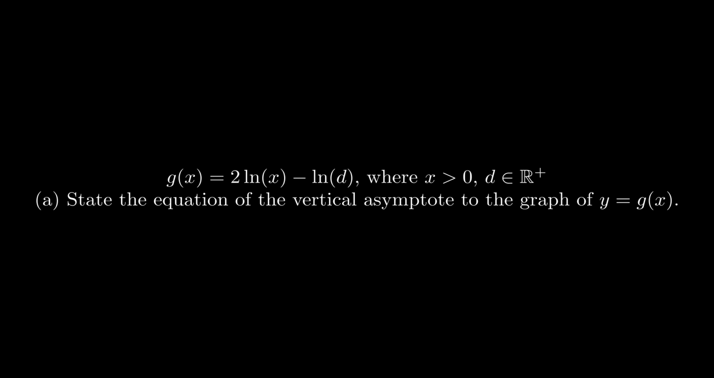Now, looking at this function, we can see that the log of x is the only part of this function that contains x. There is a hint given to us where x has to be greater than 0, and really that's because the log of 0 does not exist. The value of x where this function breaks is at 0. Therefore, the vertical asymptote of this graph is x equals 0, and that is all you need to write down.